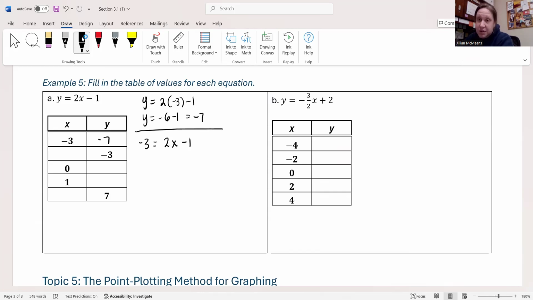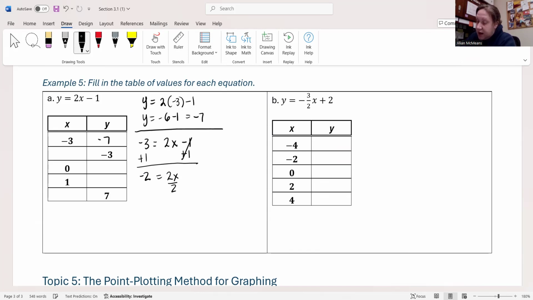Okay, the issue is this -1, so I need to move the -1. I do that by performing the opposite operation. So I'm going to add 1 to both sides. On the left, I have -3 plus 1. That's just -2. And then on the right, the -1 plus 1 just becomes 0. So we say it cancels. And I'm left with 2x. Now, I need to get the x by itself. So I have to undo the multiplication of 2 and x.